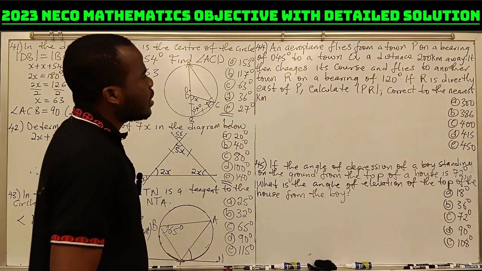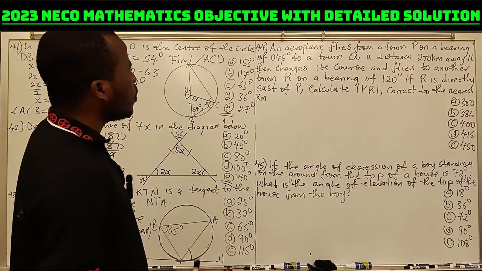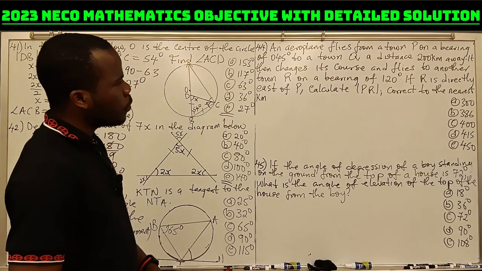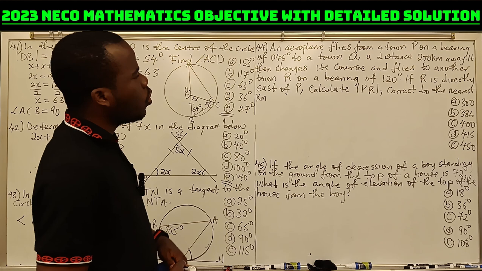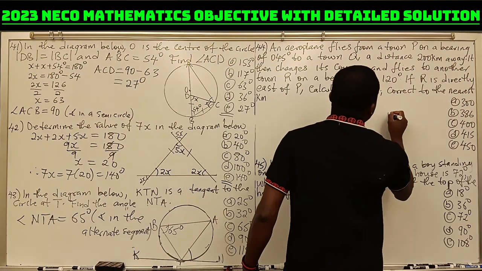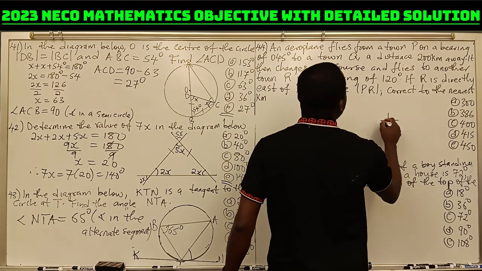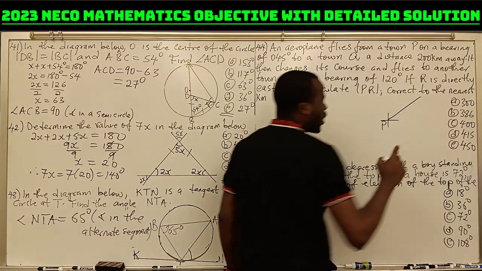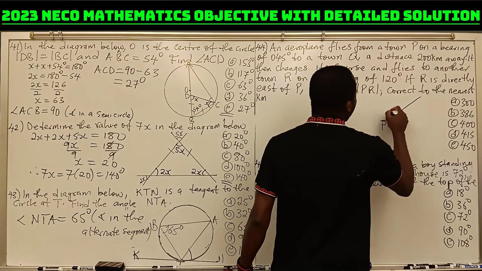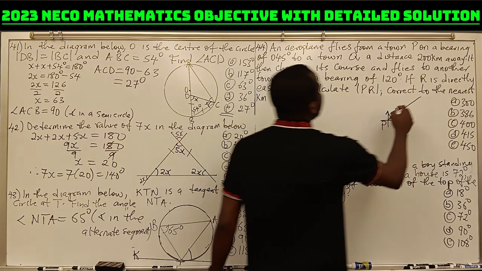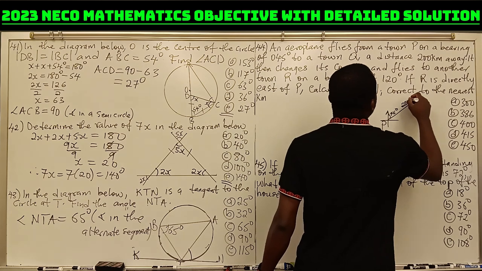Question 44 says, an aeroplane flies from a town P on a bearing of 45 degrees to a town Q, a distance of 200 kilometers. So let's sketch. This is the town P on a bearing of 45 degrees. You take your bearing from the North Pole. So this is 45 degrees on a distance of 200 kilometers.